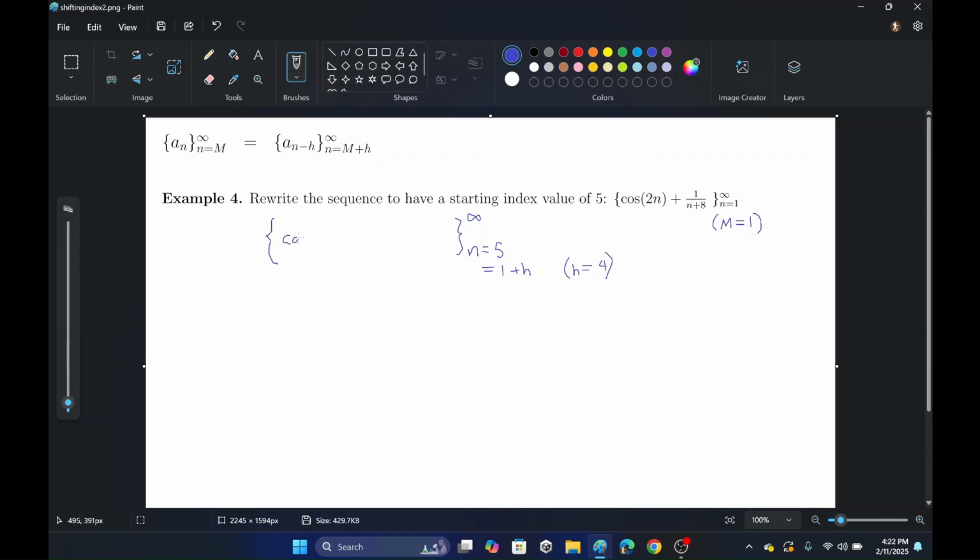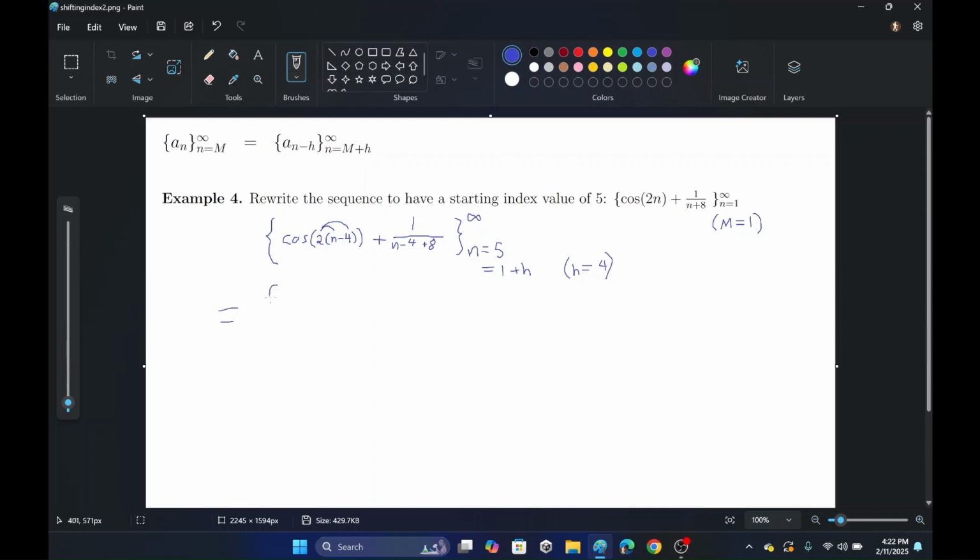So we'll have cosine of not exactly 2n minus 4, because we're just replacing the n with an n minus 4. So it'll be like this, 2 times the quantity of, in parentheses, n minus 4. And later on, we will distribute this 2, and we'll get 2n minus 8, in fact, on the inside. But we'll do that later. Then for the next term, it was originally 1 over n plus 8. Remember, each n we are replacing with n minus 4. So we'll have n minus 4 and then the plus 8. We can simplify that later.